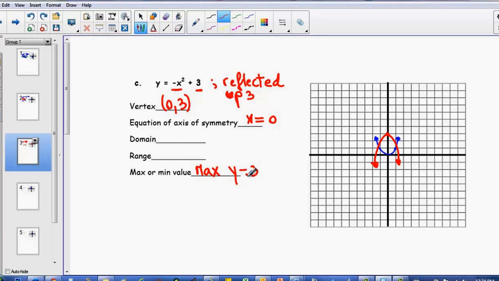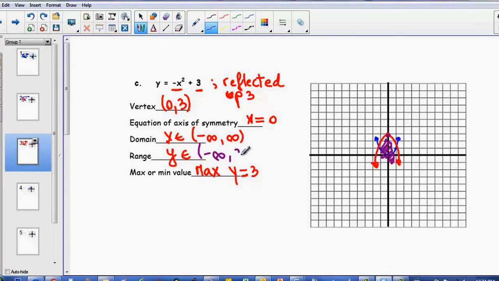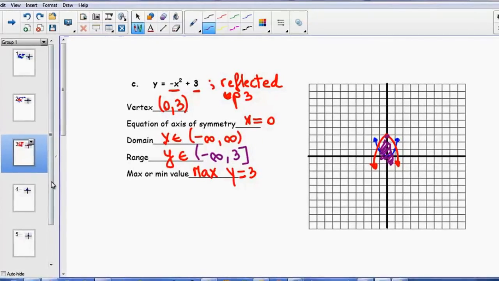So y equals 3. Well, the reason I like writing the maximum or minimum first is because we can easily read the range of the function of the graph. Since the y values will never be above 3, it means they'll always be less than 3, which means they go from 3 anywhere to negative infinity. And with ranges and interval notation, we write it from smallest value to greatest value.